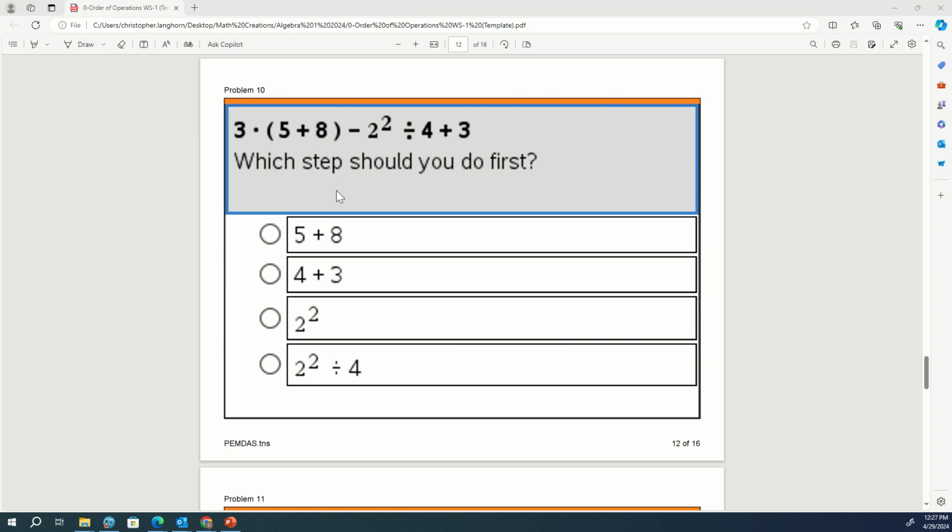The next problem says, which should you do first? So I have parentheses. Inside the parentheses, I have 5 plus 8, so that would have to go first, 5 plus 8.